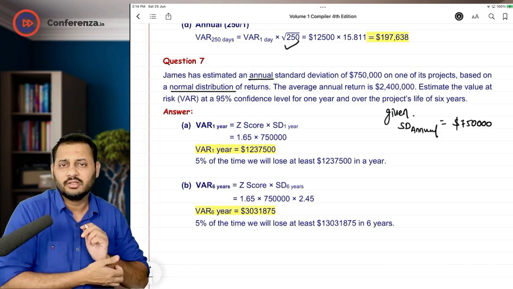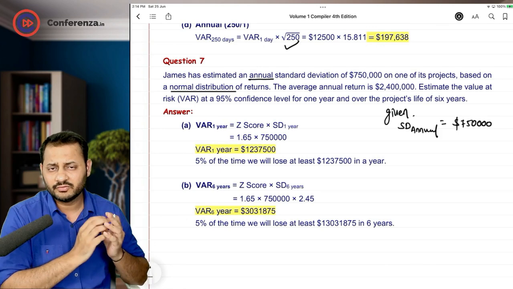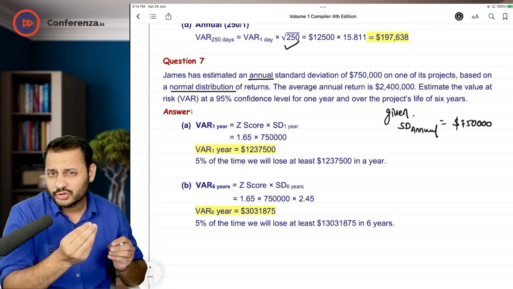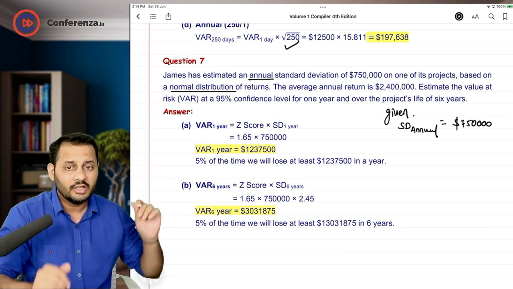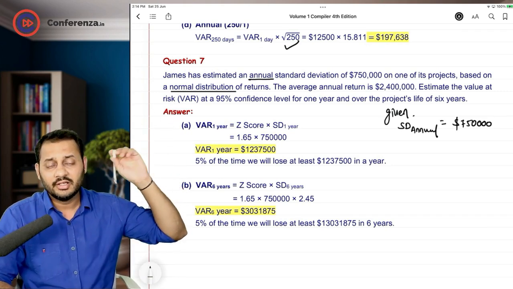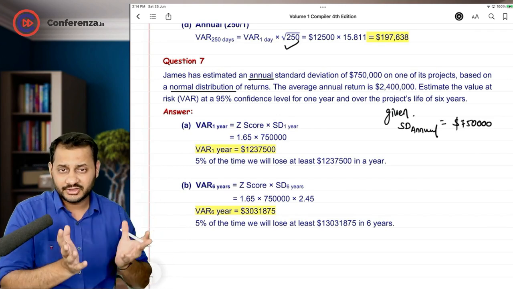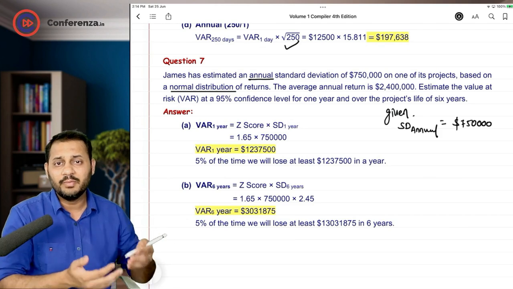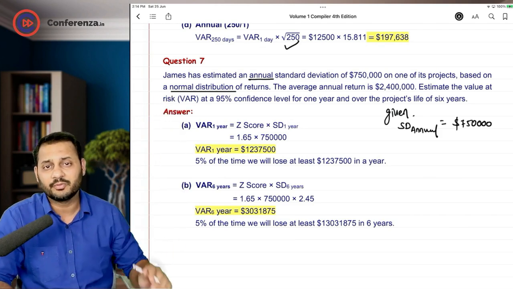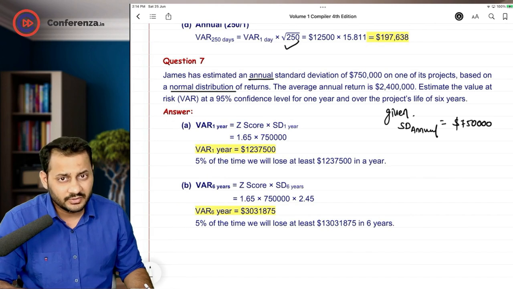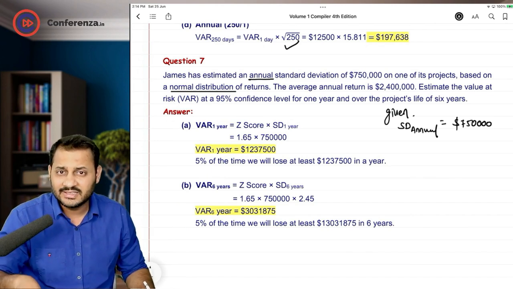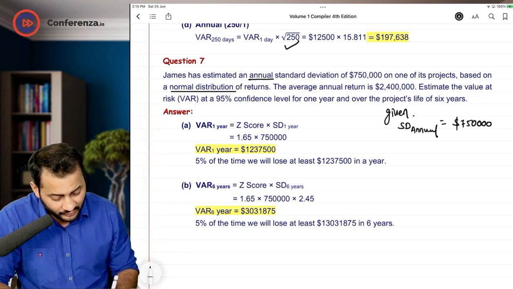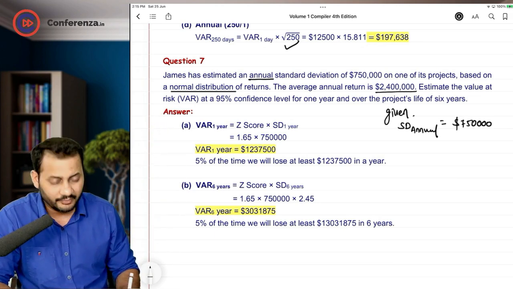What does this mean? Most of the students will ignore this word because this does not include any figure. It may seem irrelevant to most of the students, but it is not. Normal distribution explains that the entire project's returns are normally distributed, means we can form a bell-shaped curve for the returns of this project. And if the bell-shaped curve can be formed, the entire Z-table concept will be applicable to this. The average annual return is $2.4 million.